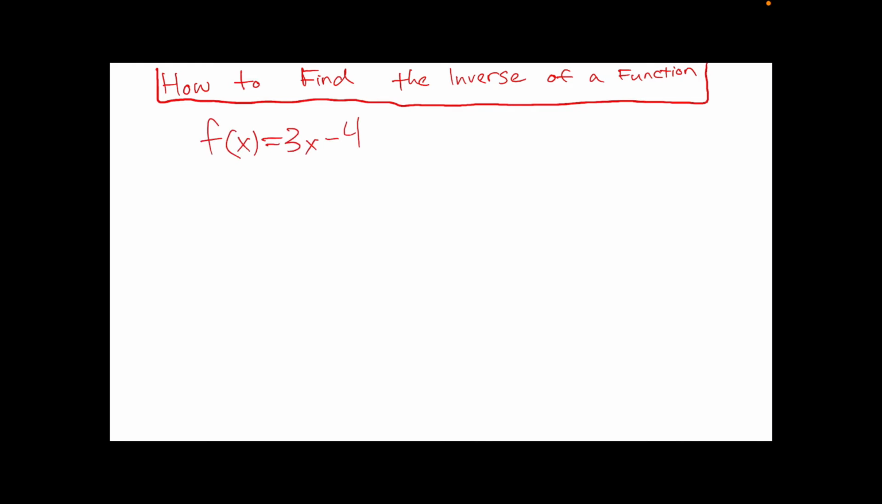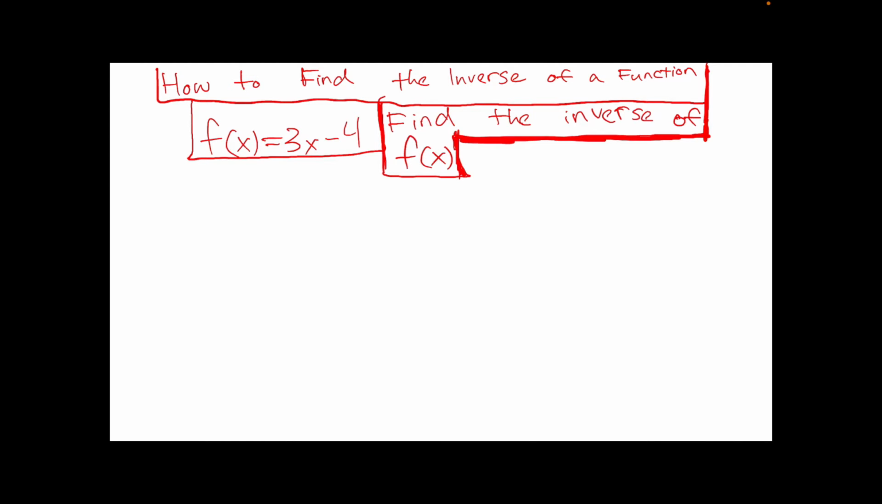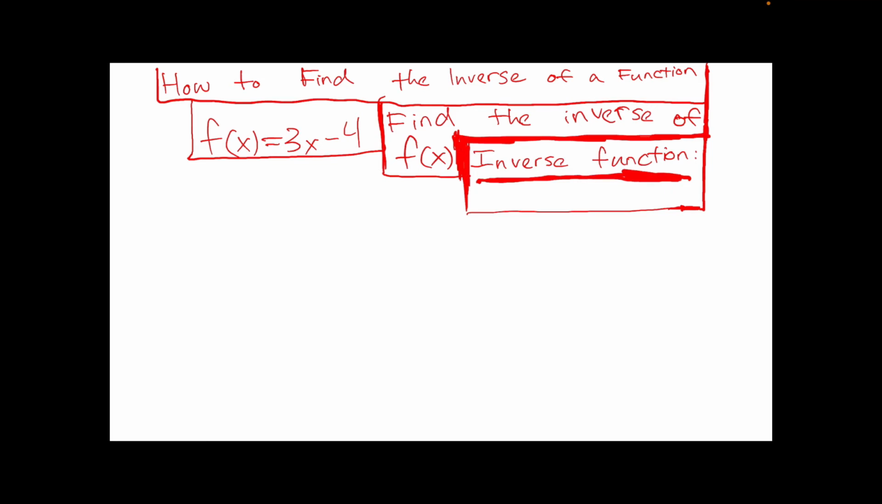Let's jump right in. Alright, so let's say you're given the function f of x equals 3x minus 4, and you're asked to find the inverse of f of x. So what we're going to do first is substitute f of x with y. So we have y equals 3x minus 4. Now we're going to switch the x and the y. So now we have x equals 3y minus 4.